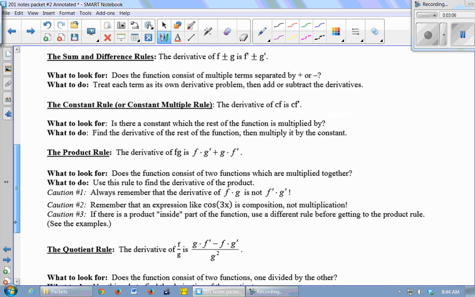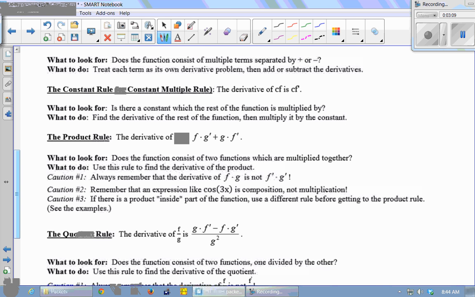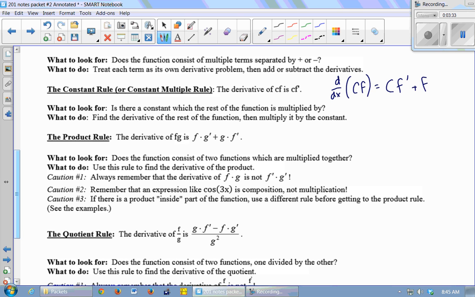Constant multiple rule. The derivative of c times a function is c times the derivative of the function. So that coefficient just comes along when you take the derivative. If you use the product rule on c times f, you'd have first times the derivative of the second plus the second times the derivative of the first, but the derivative of the constant would be 0, so that term would just go away. So you can use the product rule in that case, but you don't need it.